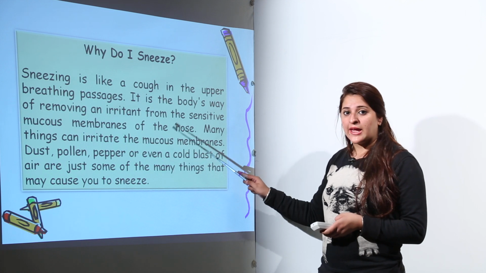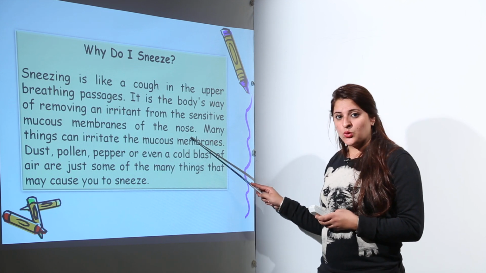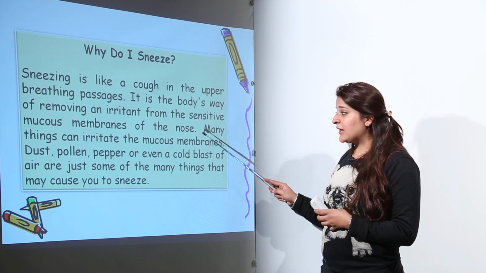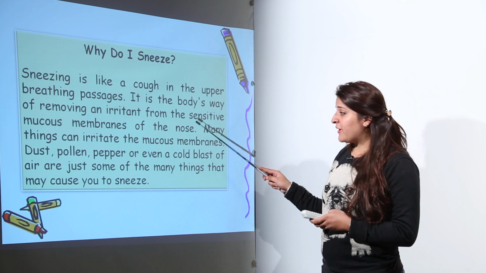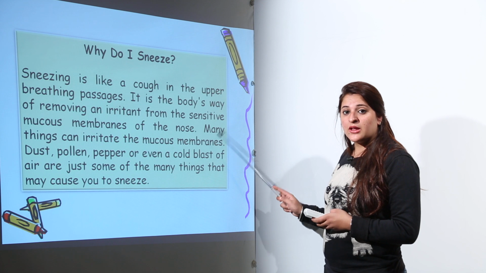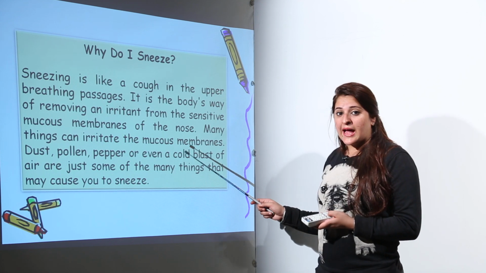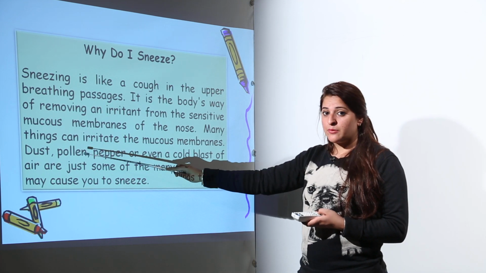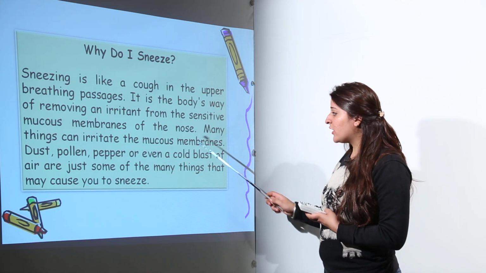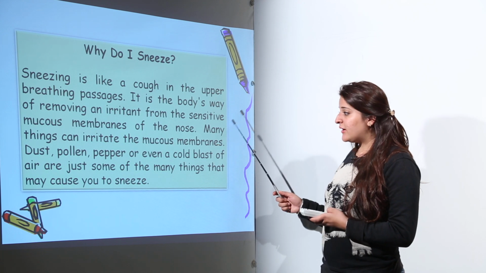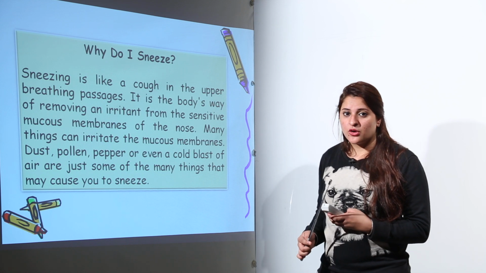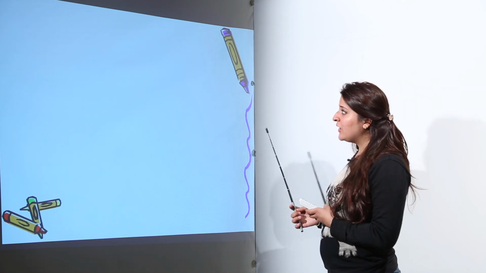The mucous membrane, or the hair-like structures which are present in the nose, are very sensitive, and whenever any irritant is present in the nose, we sneeze. Many things can irritate the mucous membrane. There are some people who have an allergy, or who sneeze when they smell pollens, or they have an infection, or an allergy from pepper, dust, or even a cold blast of air. It can result in sneezing because it acts as an irritant to the mucous membrane of the nose. So this is the reason why we sneeze.